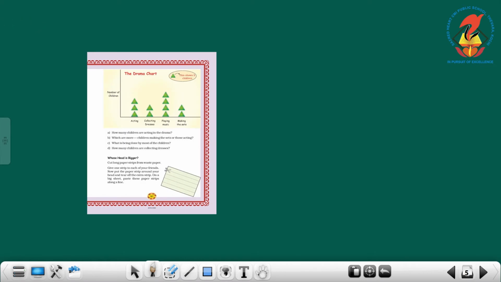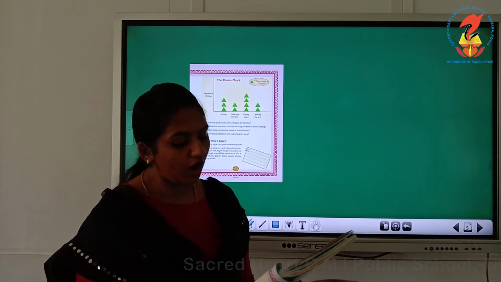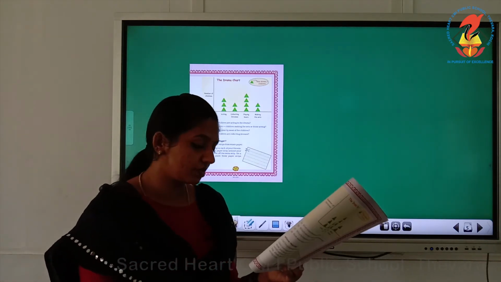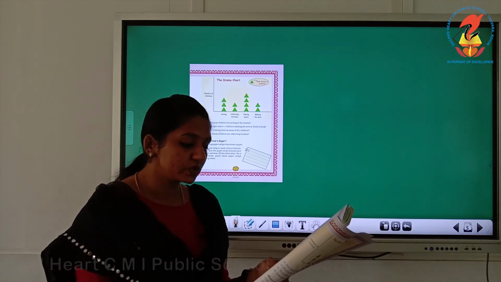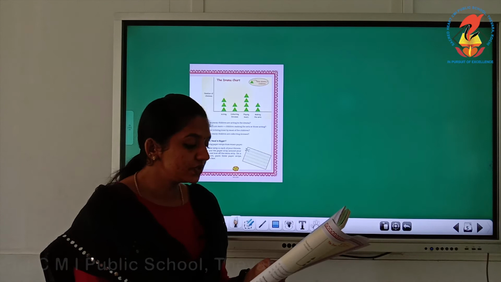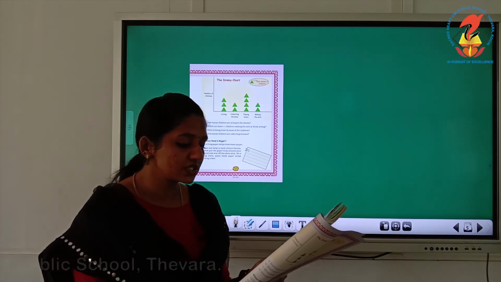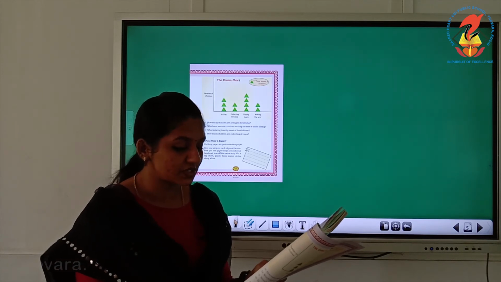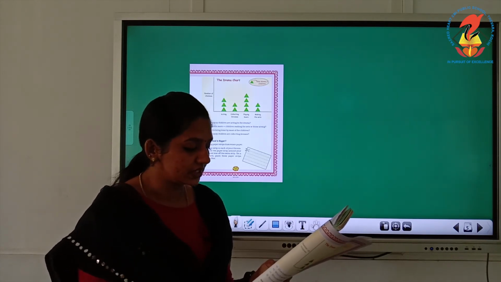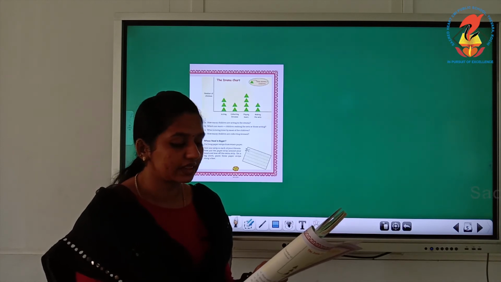This is a question from our textbook. All of you take the textbook page number 167. There is one drama practice. Preparing for the class drama. All children of the class, take page number 166. Preparing for the class drama. All children of a class are getting ready for a drama. Some children are acting, some are busy collecting the dresses, some are bringing tables and chairs to make the sets.